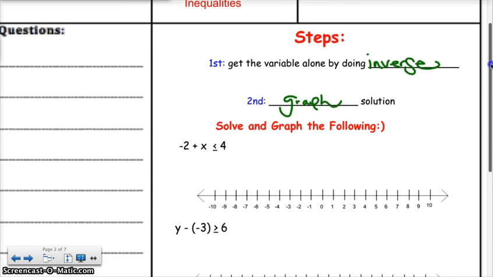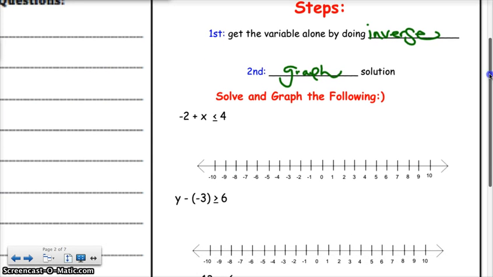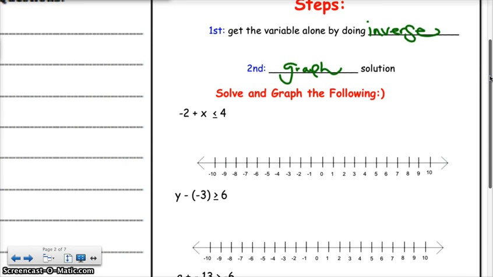All right, solve and graph the following. Negative 2 plus x is less than or equal to 4. How do I move that negative 2? Plus 2. Thank you. So I'm going to plus 2. Remember to keep the balance. If I add 2 on the left, I'm going to add 2 on the right, and I get x is less than or equal to 6.